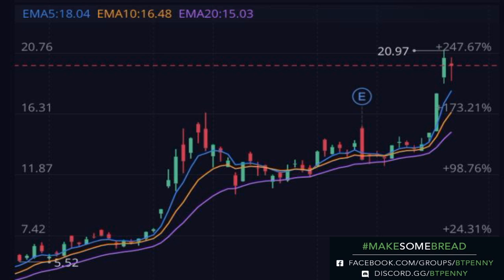And the EMA is really based off of a trader's preference. These are usually smaller numbers, anywhere between 1 to 10, or 1 to 20, or sometimes even 1 to 50. As you can see, I'm using 5, 10, and 20 on this chart, but this is all based off of personal preference.